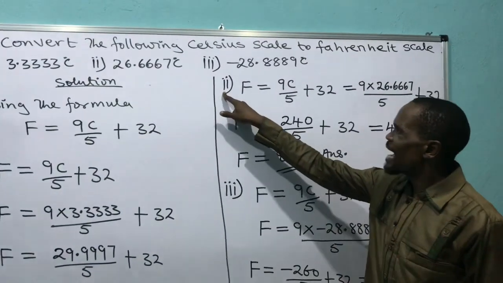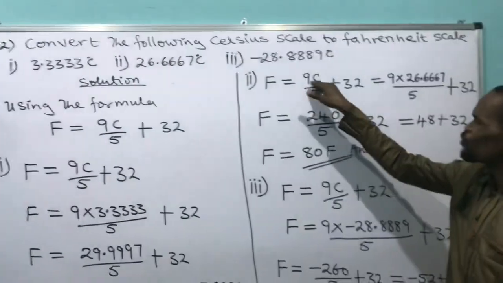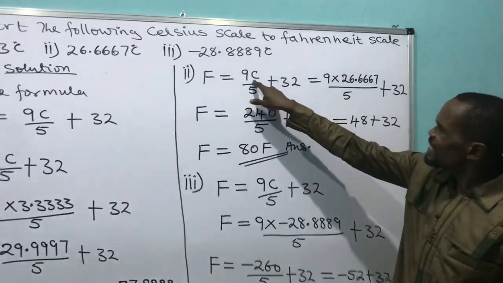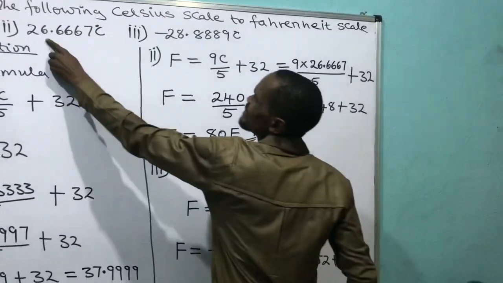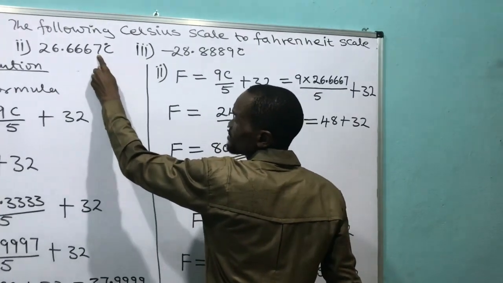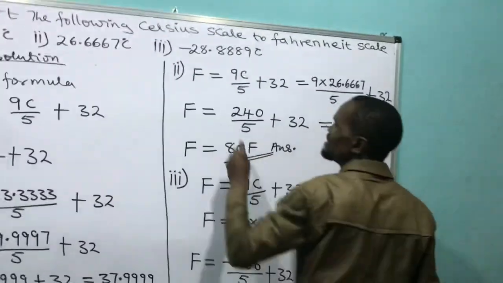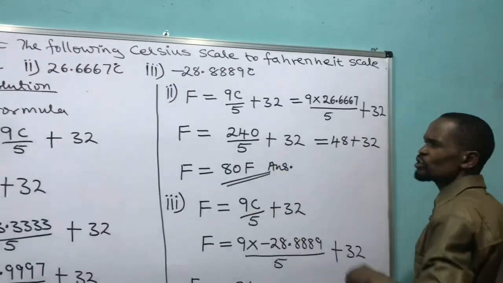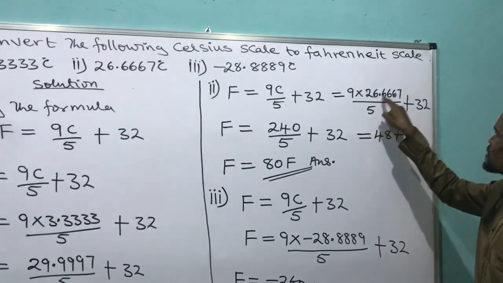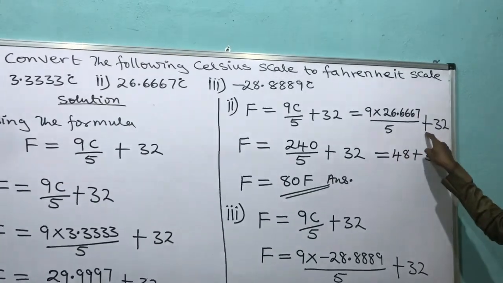Let's go to question number II. Using the same formula, which is F equals 9 times C over 5 plus 32. And what is the C in this case? C in this case is 26.6667. You get what I'm saying? That's what they give me in degrees centigrade. I remove this C. Are you following me? I remove this C and put 26.6667 times 9 divided by 5 plus 32.